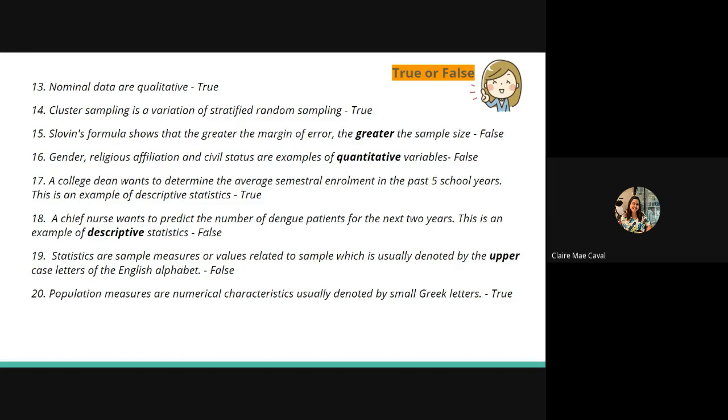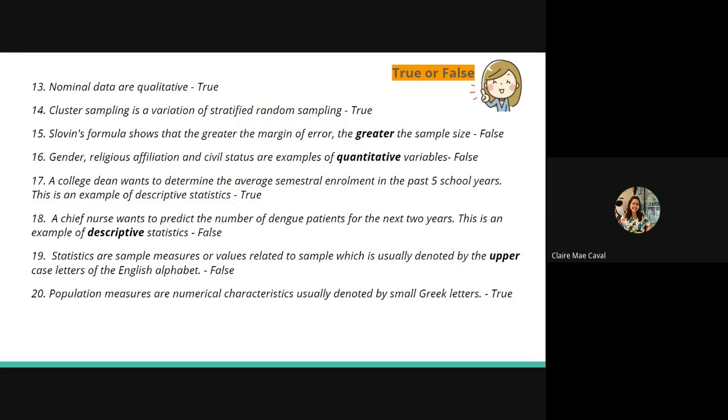Number 15, gender, religious affiliation, and civil status are examples of quantitative variables. This is false. These are examples of qualitative variables class. Okay? Qualitative variables, because you cannot measure gender, religious affiliation, and civil status. Number 17, a college dean wants to determine the average semestral enrollment in the past 5 school years. This is an example of descriptive statistics, and this is true, okay?